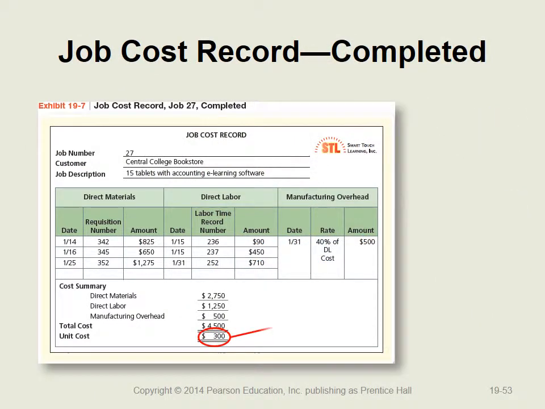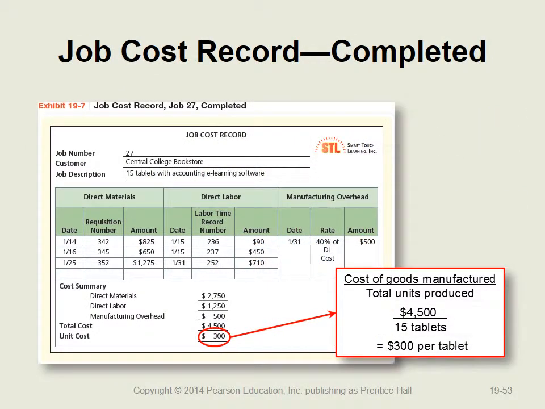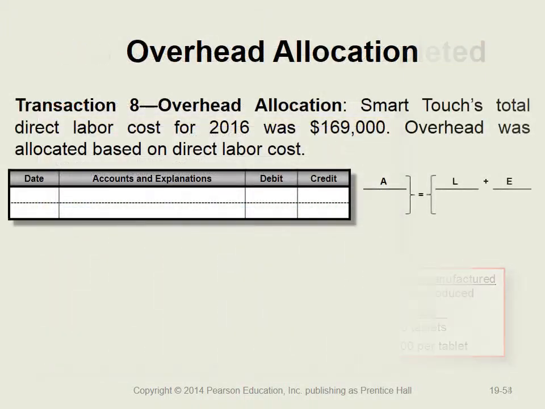Exhibit 19.7 shows the completed cost record for Job 27. The actual direct materials cost of $2,750, actual direct labor costs of $1,250, and allocated overhead of $500 are recorded for Job 27. As a result, the total cost to produce 15 tablets is $4,500, for a unit cost of $300 per tablet.